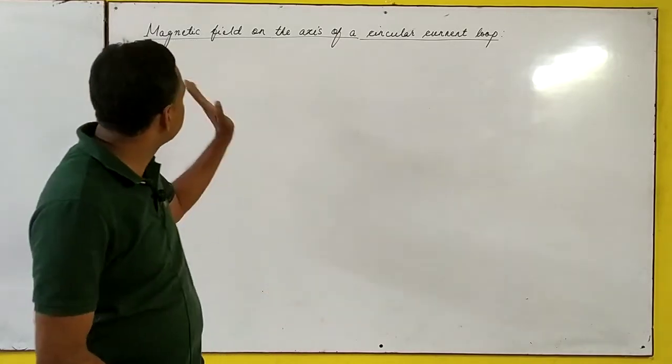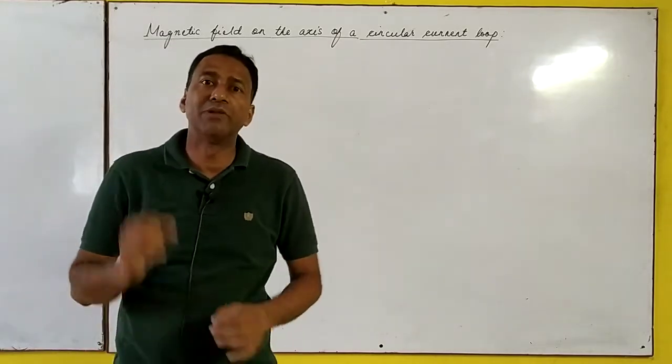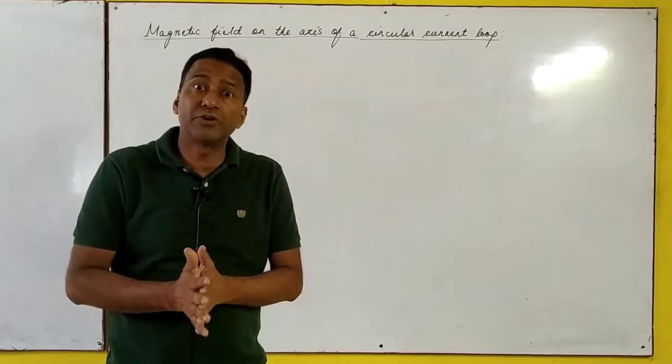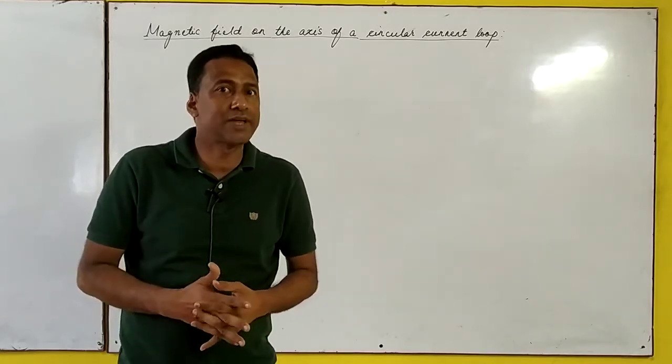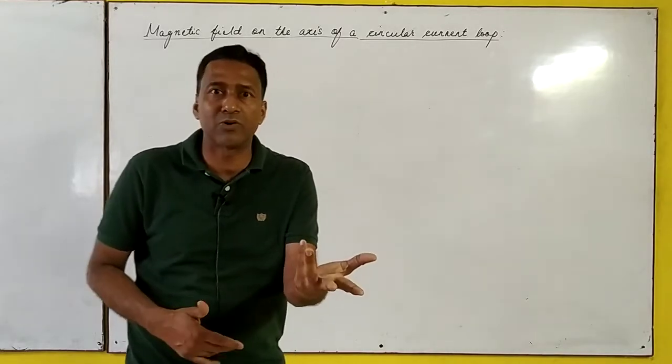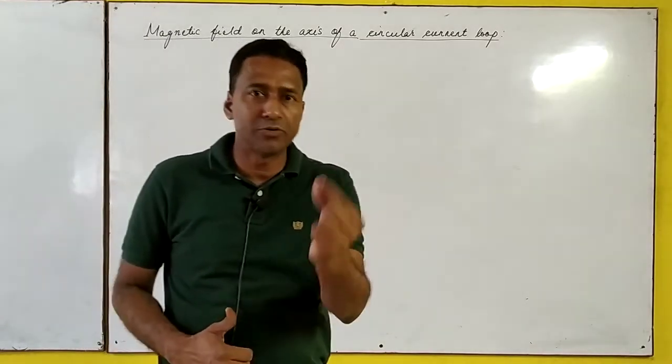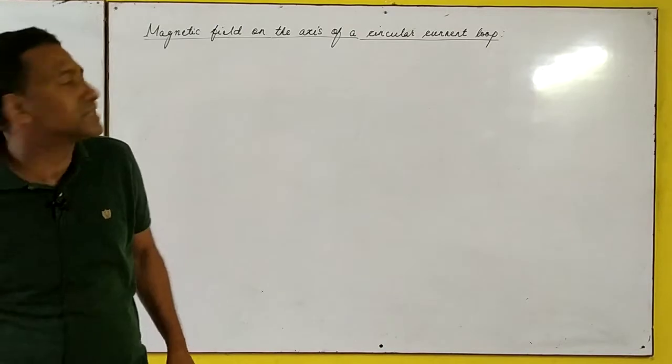So here I have taken a circular current loop and we will be finding the magnetic field at a point on its axis by using Biot-Savart's law. Obviously we have to use the method of integration because Biot-Savart's law is going to give us the magnetic field due to an element only. So how do we see?